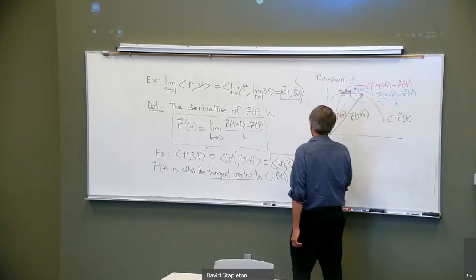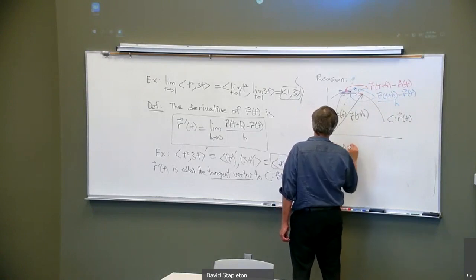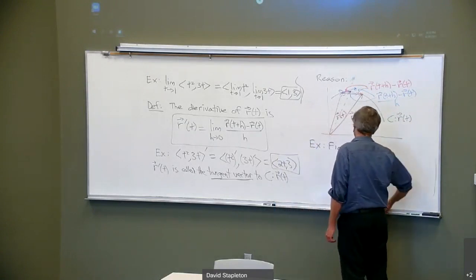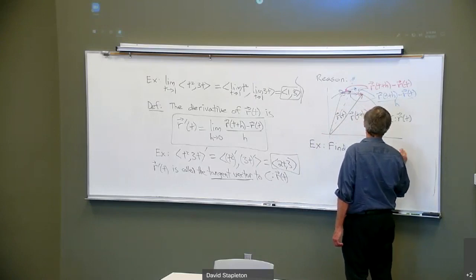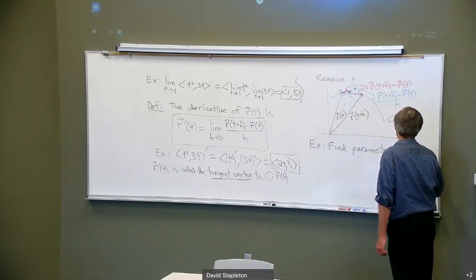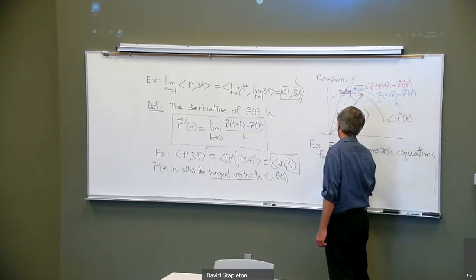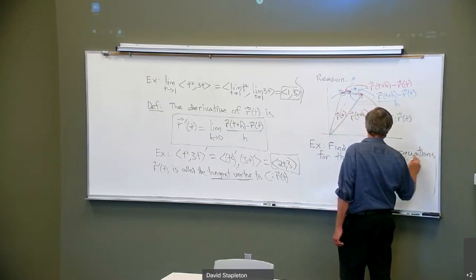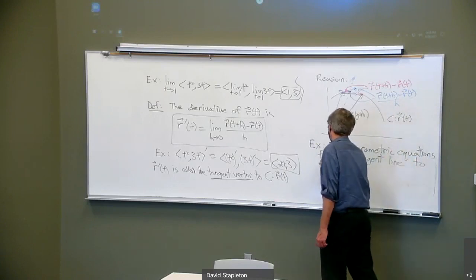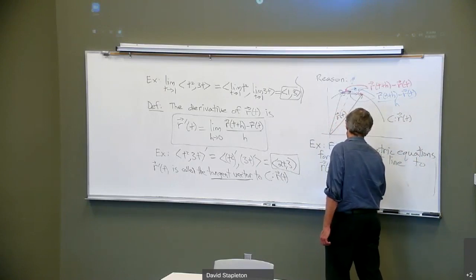And we can then do something like this. Find parametric equations for the tangent line to the parametric curve given by r of t equals t, 2t squared.